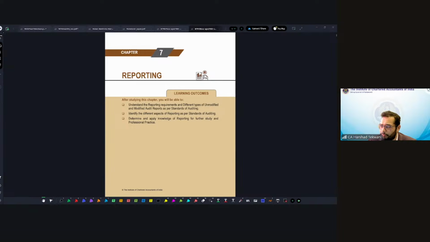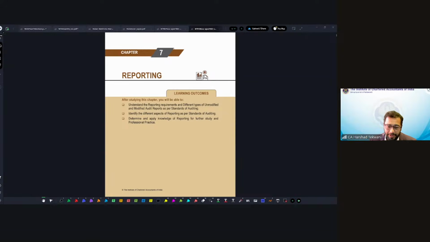Then material uncertainty related to going concern. If anything is there, we will incorporate that as well. Next, key audit matters, then other information, then responsibility for financial statements from the management side, and the auditor responsibility for the audit of financial statements from the auditor side. And on the other information and the legal responsibility, then signature, then date.